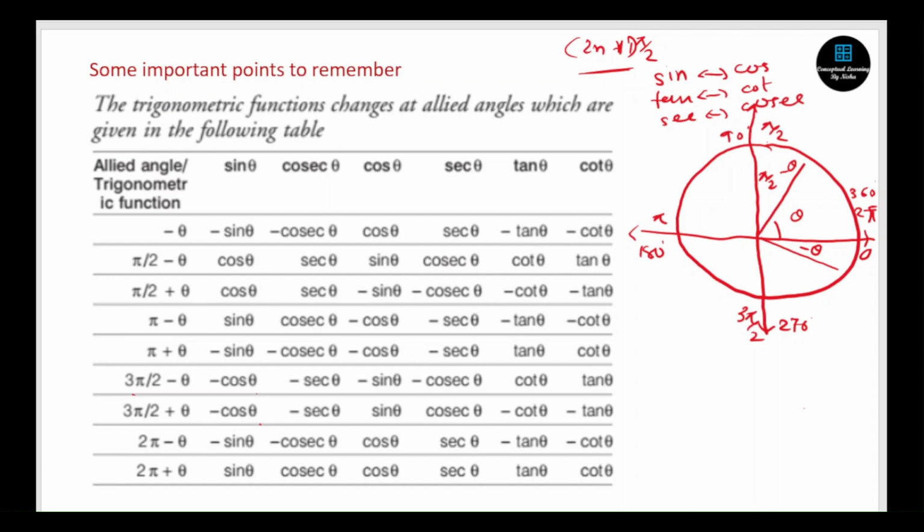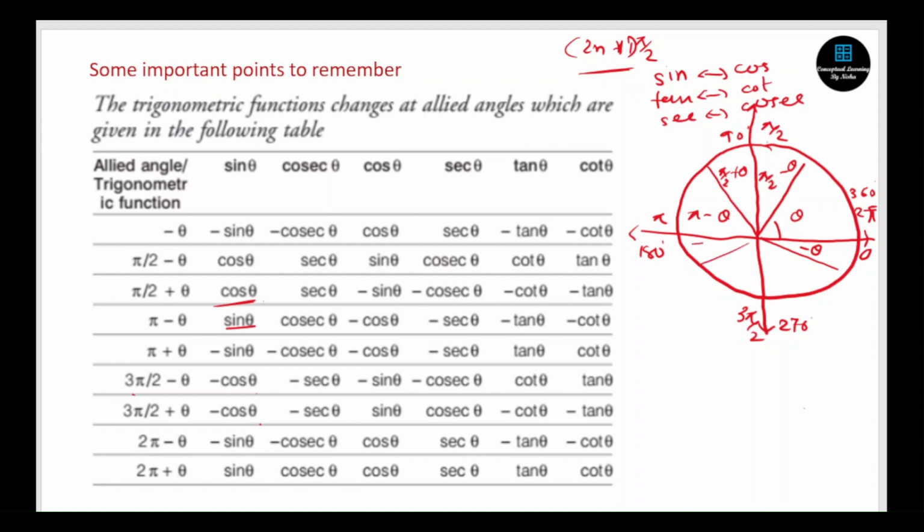Now pi by 2 plus theta. So it is here, right? So it is in the second quadrant. So sine changes to cos, and in the second quadrant sine is positive. That's why this is positive. Now pi minus theta. This angle is pi minus theta. Okay, so this is again in the second quadrant. In the second quadrant sine is positive, so that remains the same as sine theta.